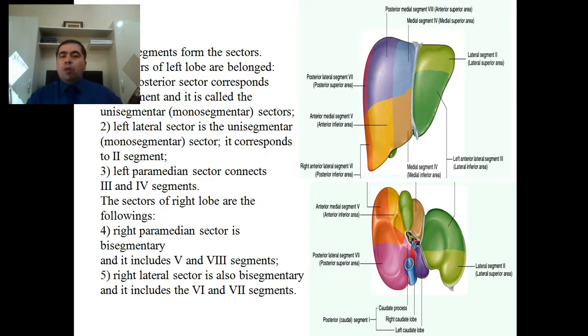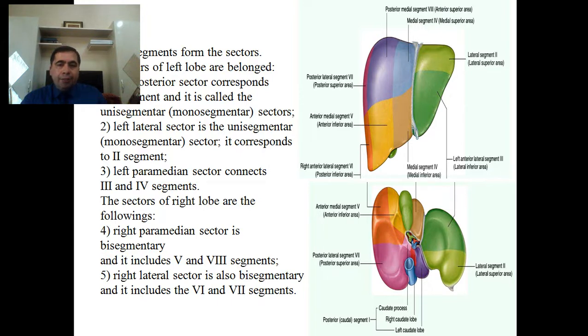These segments form the sectors. There are 5 sectors: 3 sectors belong to the left lobe, and 2 sectors belong to the right lobe. The left posterior sector corresponds to the first segment and is called a unisegmental or monosegmental sector, because just one segment consists of this sector. The left lateral sector is also a unisegmental, monosegmental sector. It corresponds to the second segment.